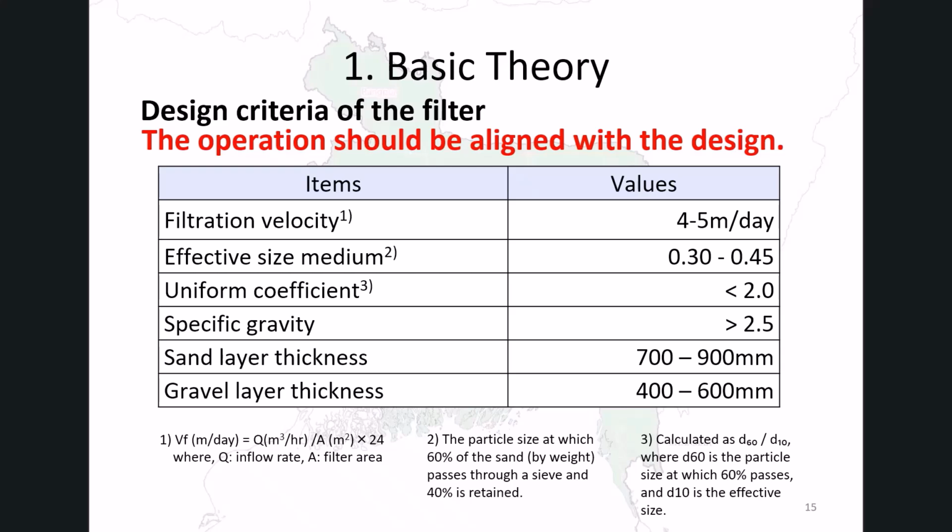The uniformity coefficient, calculated as D60 divided by D10, should be less than 2.0, where D60 is the particle size at which 60% passes, and D10 is the effective size. Specific gravity should be above 2.5. The sand layer thickness is also important and generally ranges from 700 to 900 millimeters. Gravel layers of about 400 to 600 millimeters support the sand. If these conditions are not maintained, the biological treatment cannot perform as intended.